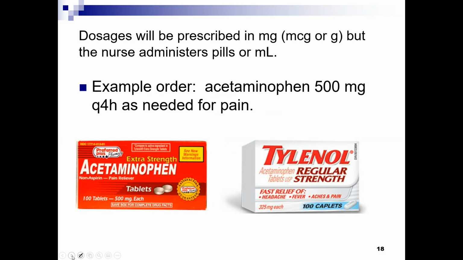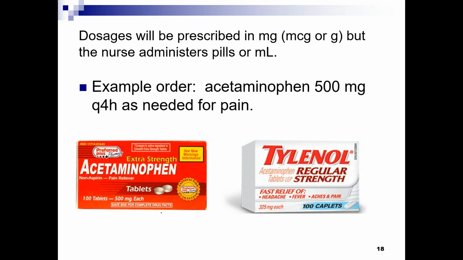So our next thing to look at is why do we have to do math with our med orders? We will find that dosages are going to be prescribed by their weight, so something like milligrams, micrograms, or grams, which is technically their mass, the amount of medication. But as the nurse, we're going to administer either pills or milliliters, and so we're going to need to convert that amount of medication to something that is measurable. So we'll look at the first example here.